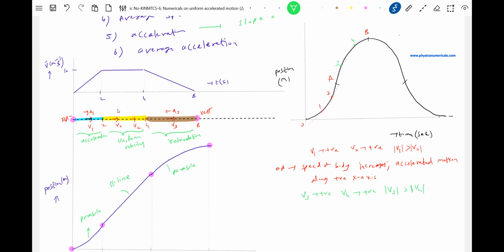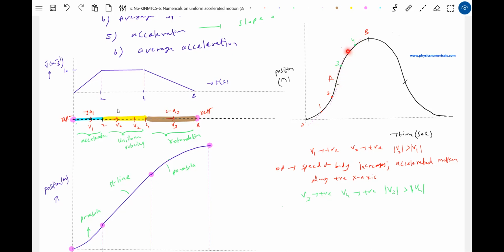So V3 will be greater than V4. So what's happening to the slope now? It is decreasing, no? Earlier the slope was increasing. Speed of the body increases, the symbols change a little bit. Slope at 2 is more than at 1, so the speed of the body keeps on increasing. So it is said to be accelerating. Now, slope at 3 is more than at 4.